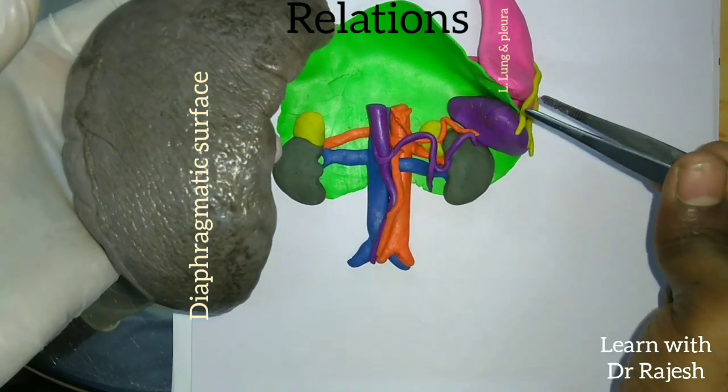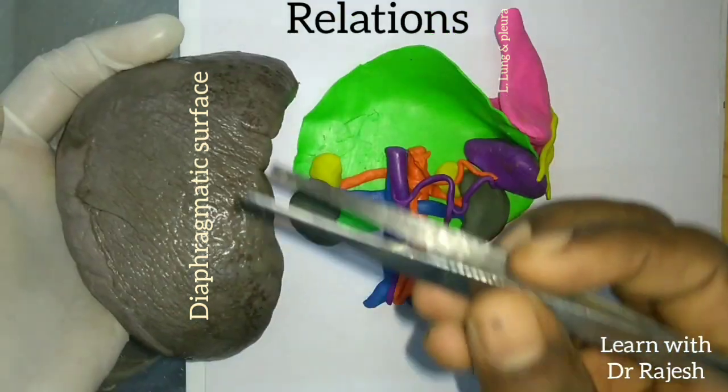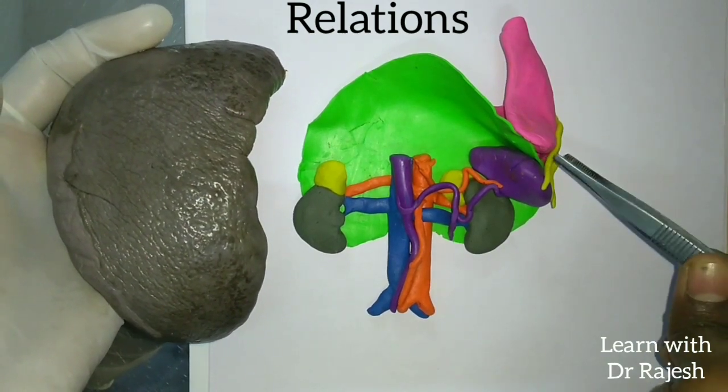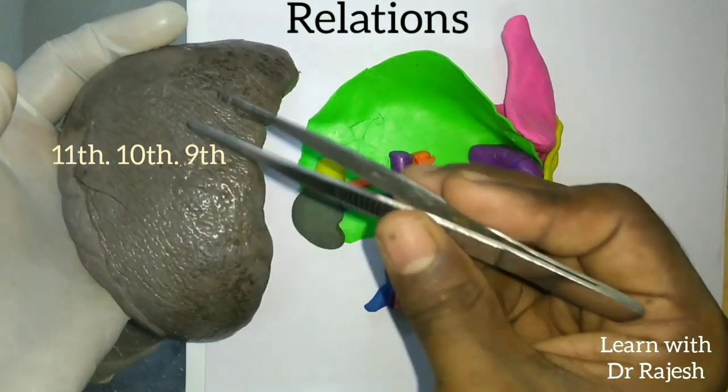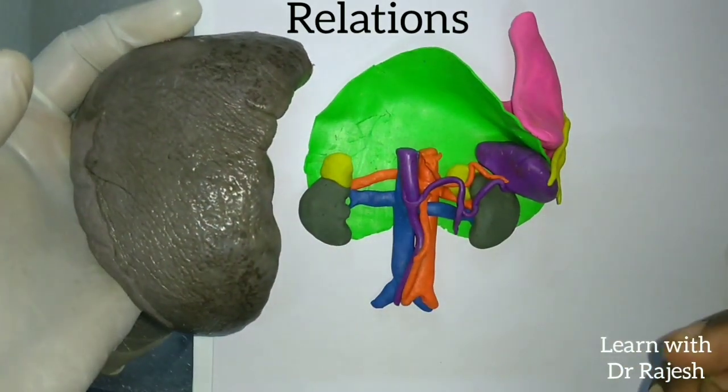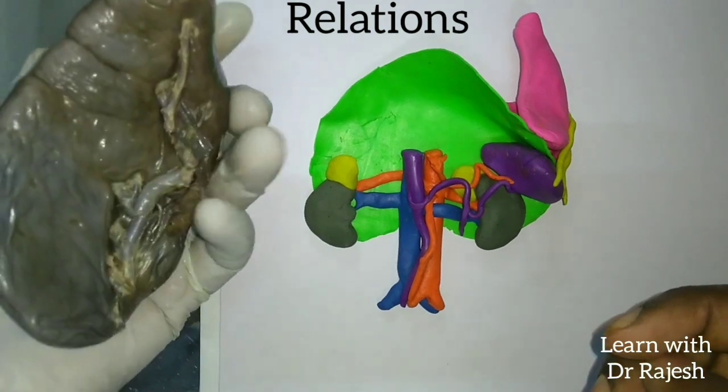Now, beyond these structures, that is the diaphragm, the lung and the pleura, we have the 3 ribs which are related, the 9th, 10th and 11th ribs. This is about the relation of the diaphragmatic surface. Next we will see the visceral relation.